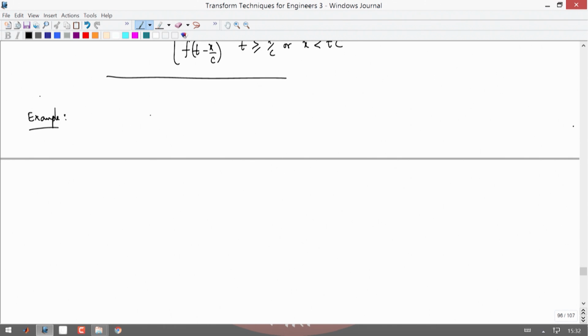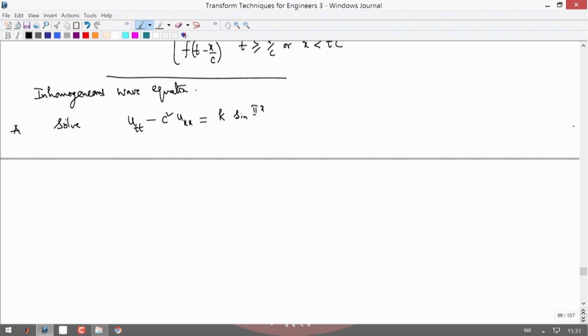This is about the inhomogeneous or non-homogeneous wave equation. How do you solve this? So, the problem is about solving u t t equal to c square u x x, again with x between 0 and a, equal to some constant k times sin pi x by a. This is a kind of forcing, an outside force. The domain is a strip, with t positive.